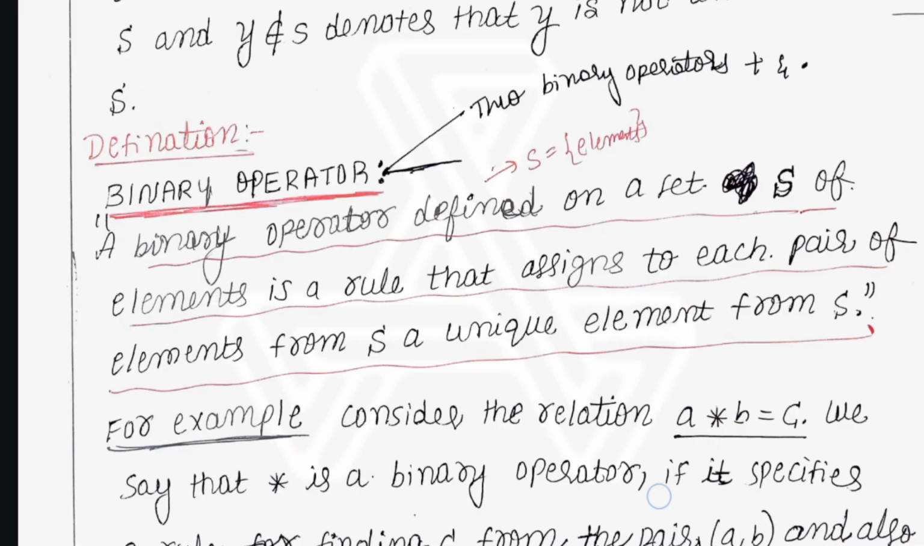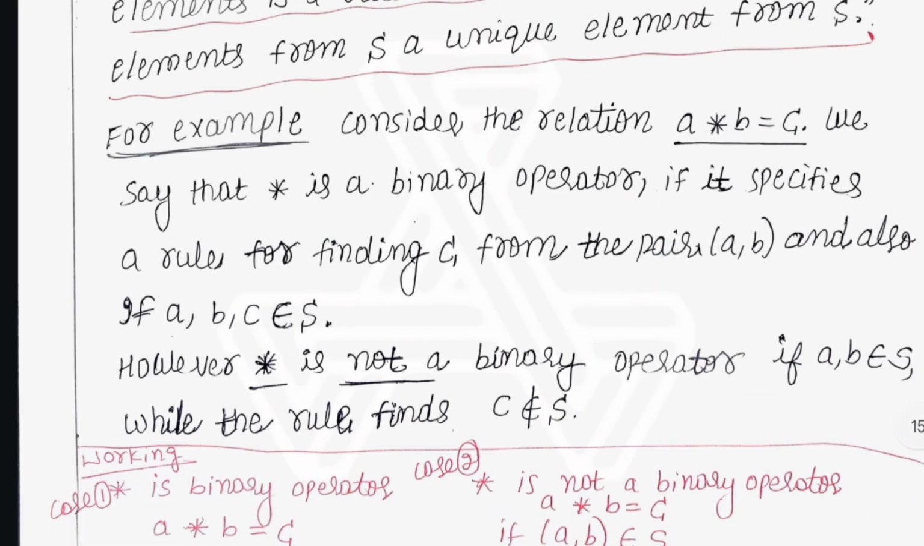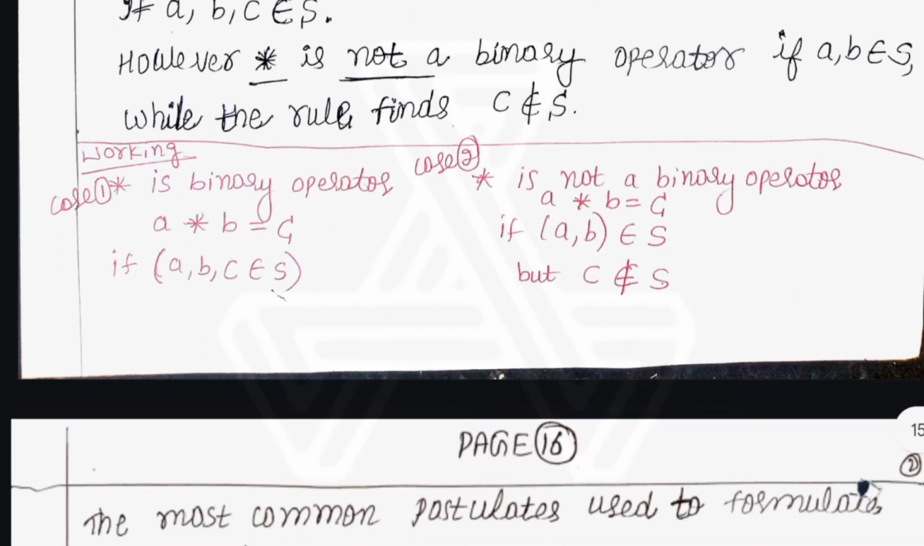A binary operator on a set S is a rule that assigns to each pair of elements from S a unique element from S. For example, consider the relation A * B = C. We say that * is a binary operator if it specifies a rule for finding C from a pair A, B, and also A, B, C belong to set S.